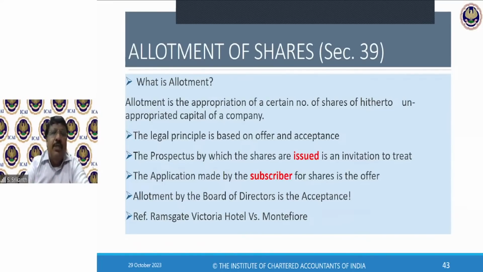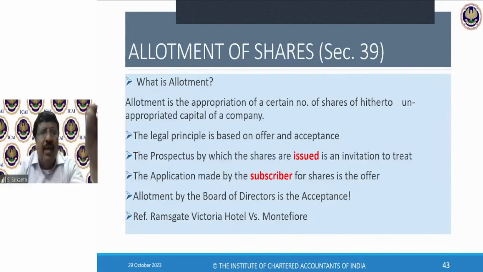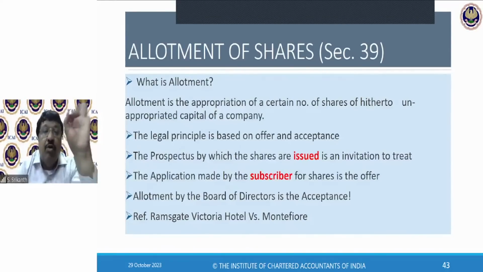The legal principle is based on offer and acceptance. Friends, you already know this. We studied it in Contract Act. Only reminding you, the prospectus by which the shares are issued is an invitation to treat. It is not an offer. The prospectus is not an offer. Though loosely we'll say shares are being offered, still prospectus legally is not an offer. It is only an invitation to treat.